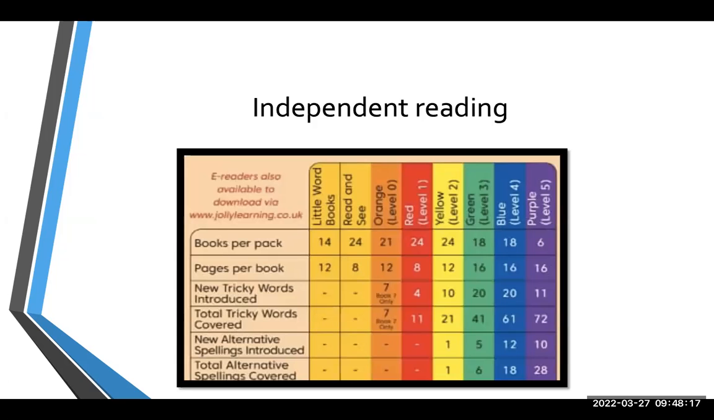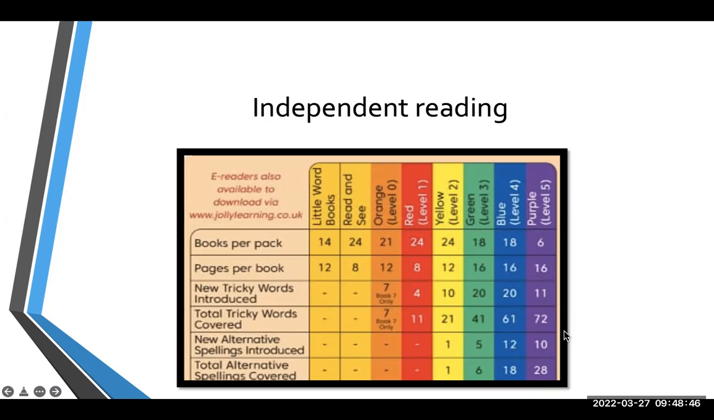Okay, so first of all, have a look at the independent reading scheme. We are starting from little word books, then read and see, then orange level, then red level, then yellow, then green, then blue, and then purple. There is a very important thing that is particular about this reading stream. Many teachers and parents ask me what is for grade 1, what is for grade 2. So the answer is, it is a reading scheme.